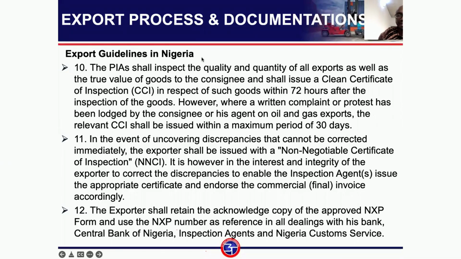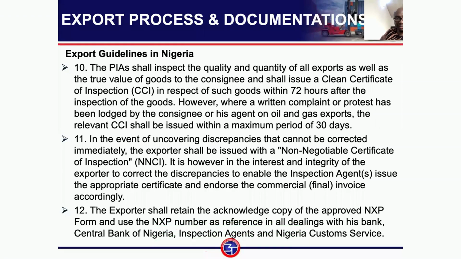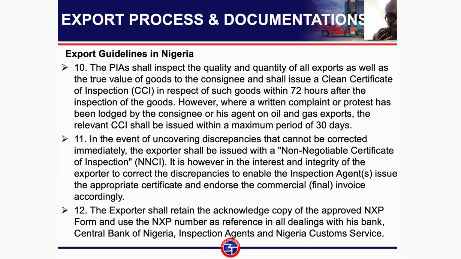The PIA shall inspect quality and quantity of all exports, as well as the true value of the goods to the consignee, and shall issue a clean certificate of inspection in respect of that within 72 hours. However, where a written complaint or protest has been lodged by the consignee or his agent on oil and gas, the relevant CCI shall be issued within a maximum period of 30 calendar days.